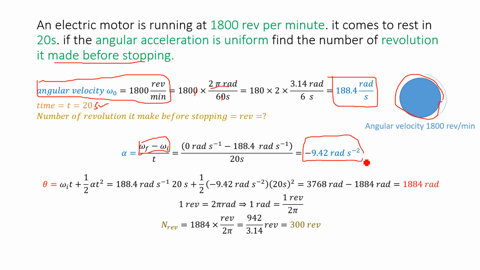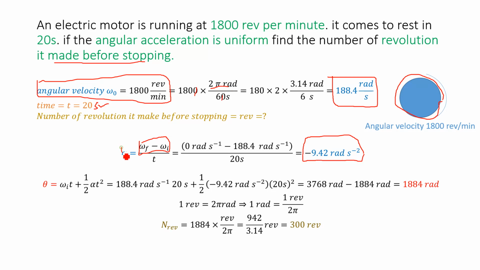So this is the required angular acceleration, and the negative sign here means that the motor slows down uniformly. If the speed were increasing, it would be positive, but here the final velocity is 0, meaning the speed decreases from 1800 revolutions per minute to 0. So this value is negative.